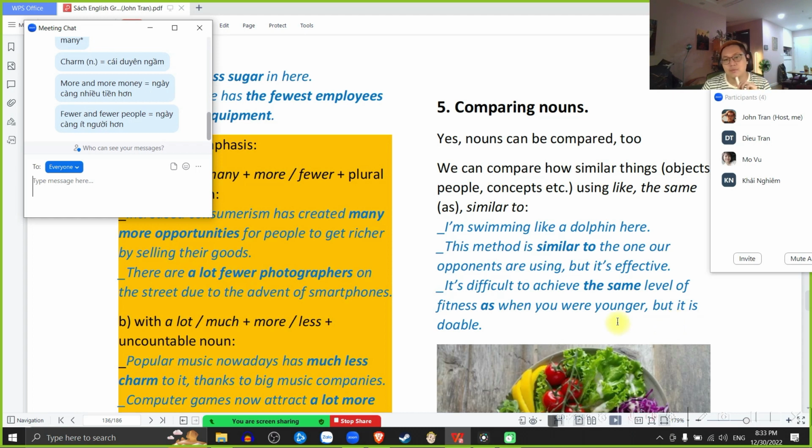Tức là so sánh cái gì? What do they compare? Compare the fitness level of you right now and when you were younger. The fitness of yourself when you were younger. Nó so sánh cái gì? Cái mức độ fitness của mình bây giờ và mức độ fitness của mình ngày xưa. Đó. Nó so sánh danh từ là vậy.